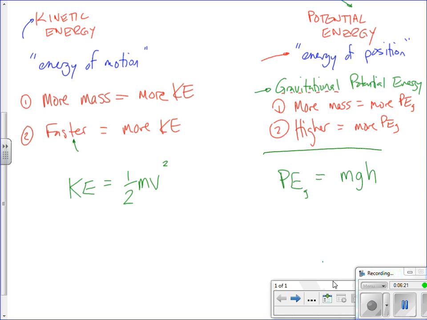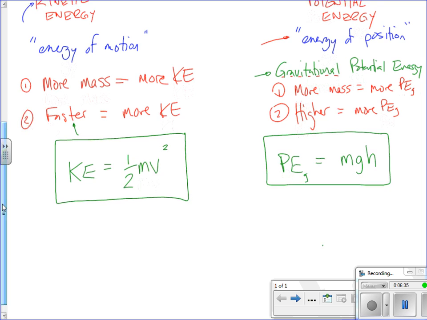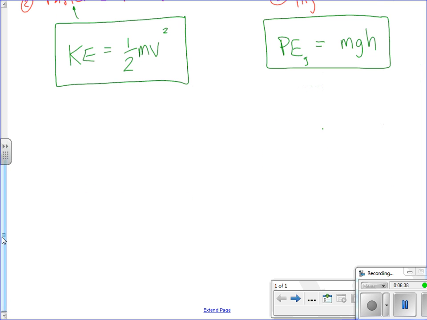All right, so here's two formulas that you need to know. They're in the reference table. But you need to be able to solve problems with those. Now, a couple of qualifiers. Let's say this. Objects can have one kind of mechanical energy, or both, or neither.